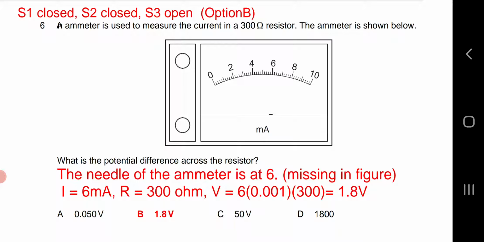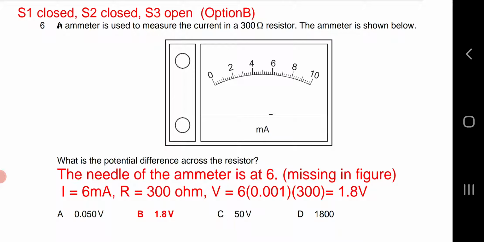So if the needle is pointing to number 6 and the range is in milliampere, then the current is 6 milliampere. So the needle of the ammeter is at 6, missing in this figure. So in this case, I is equal to 6 milliampere. R is given as 300 ohm, and we can calculate the voltage according to Ohm's law. V is equal to IR.